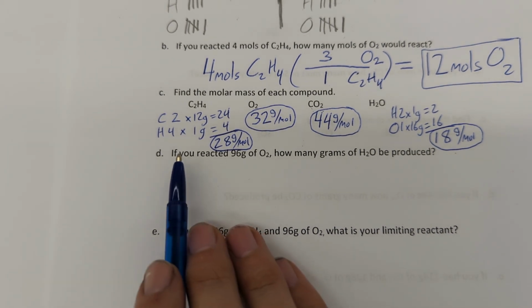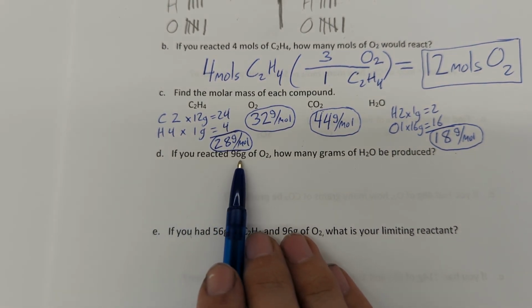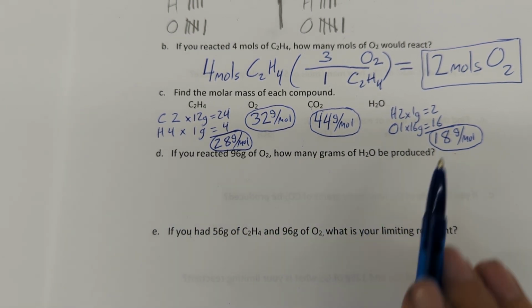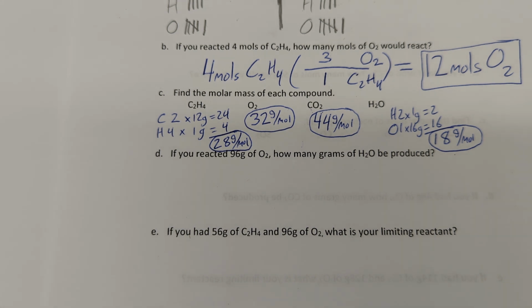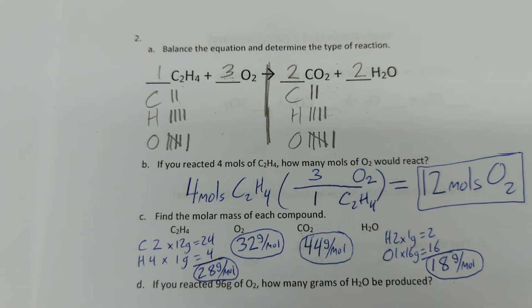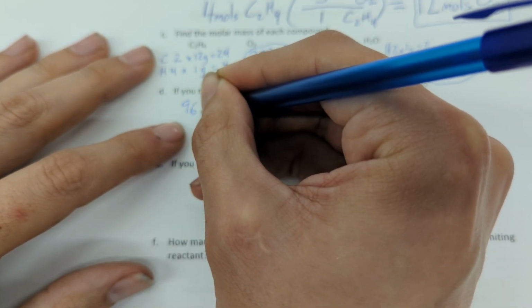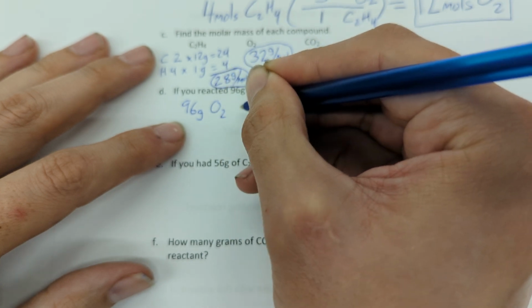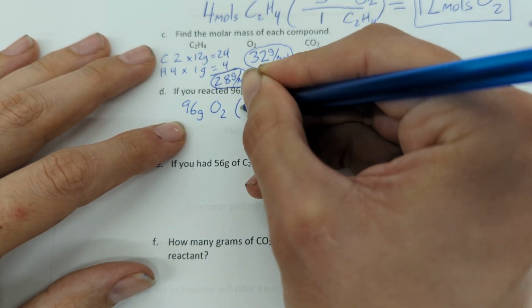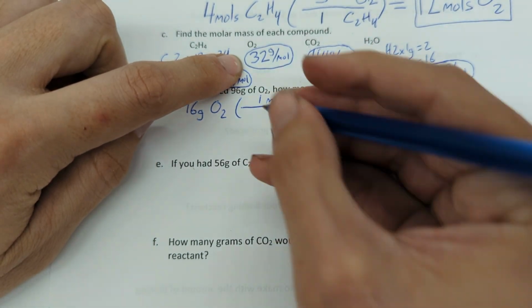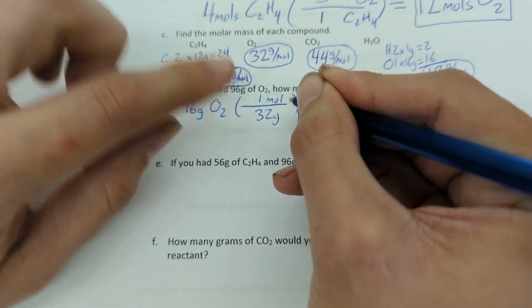Question D. If you reacted 96 grams of oxygen, O2, how many grams of H2O would be produced? So when we get a mass to mass stoichiometry problem, in order to use our balanced equation, the first thing we have to do is convert to moles. So I'm going to write here, we have 96 grams of oxygen. My first step is to convert to moles, and in order to do that, 1 mole is equal to 32 grams. That's why it's important to have our molar masses.